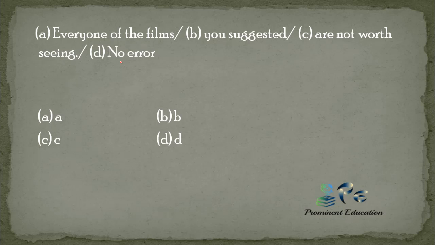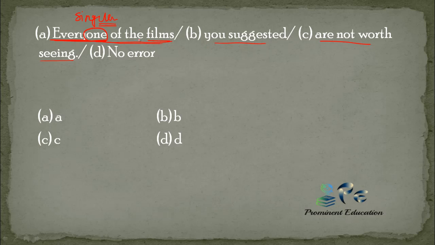Now moving on to our next question. Every one of the films you suggested are not worth seeing. When you look at the sentence, try to spot the subject. Everyone is the subject of your statement, which is singular because one is singular. Because of this one, your subject is singular, so to agree with the subject, your verb should be singular. Now let's look at the rest of the parts.